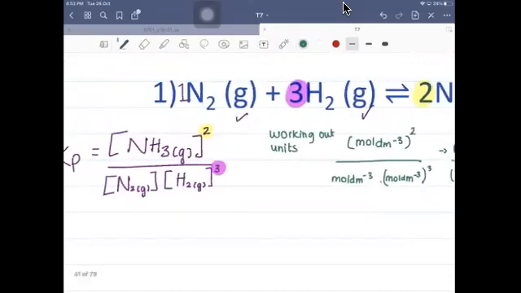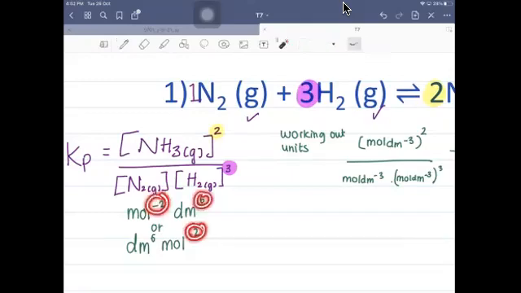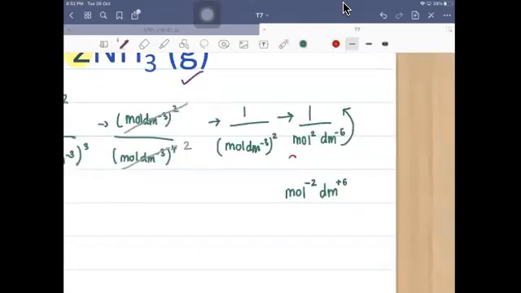Right? So that means the unit for this Kp expression will be mole minus 2 dm 6, or dm 6 mole minus 2. It doesn't matter how you arrange them. The most important thing is the power is the correct value. Okay, so why is there a change in sign? Because I'm bringing them up. So change in sign.